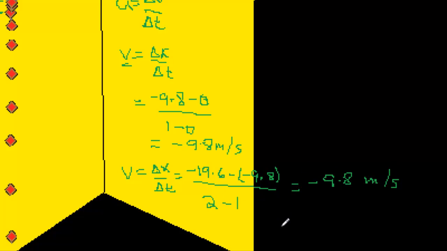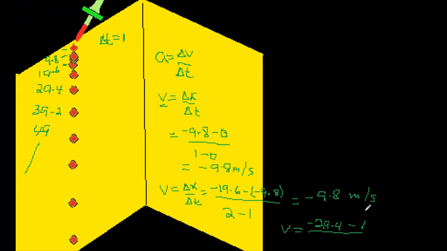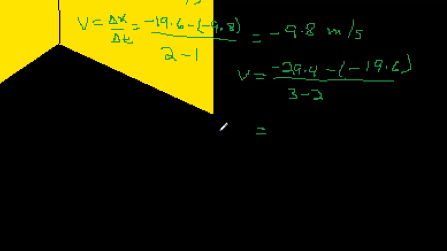For the third drop, velocity would equal the change in distance, which is negative 29.4, minus the initial distance, which would be negative 19.6, divided by the change in time, which is 3 minus 2. V was negative 9.8 meters per second. What does that mean? 9.8 meters per second keeps on repeating. Now let's see what that means.